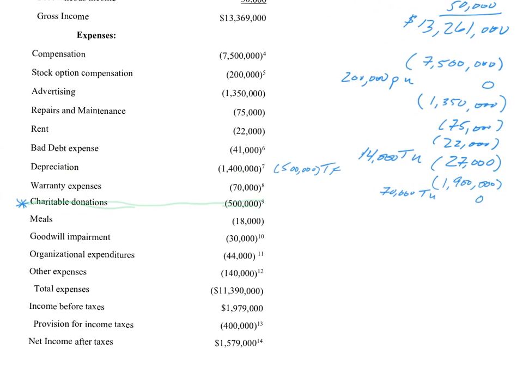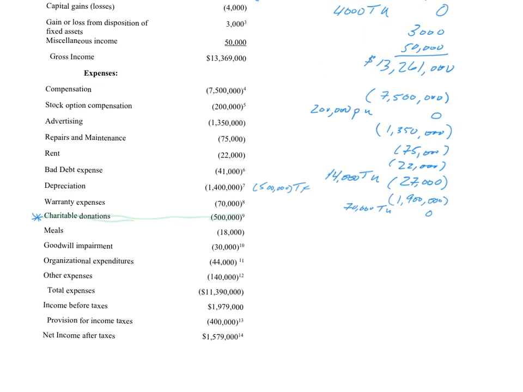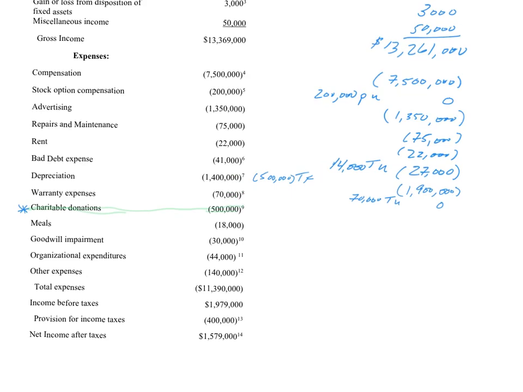Okay. Now, what do we know about meals? We know that for book purposes, meals are a business expense, they're completely deductible. But what do we know about meals from a tax perspective? We know that only 50% of meals are deductible for tax purposes. So what are we going to have to do? We're going to have to adjust that by $9,000. That is going to be permanent and unfavorable.